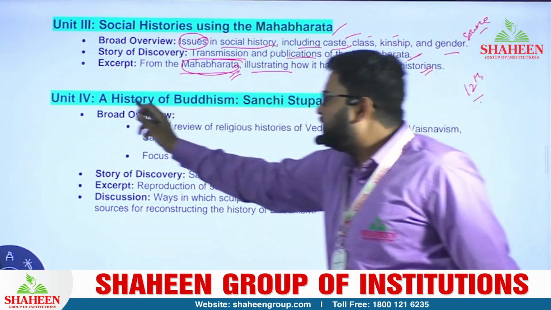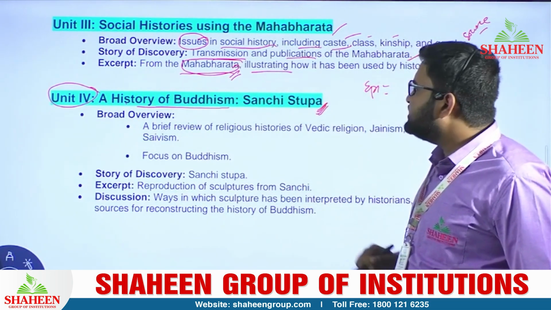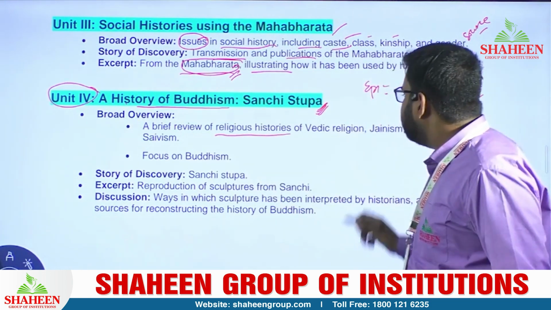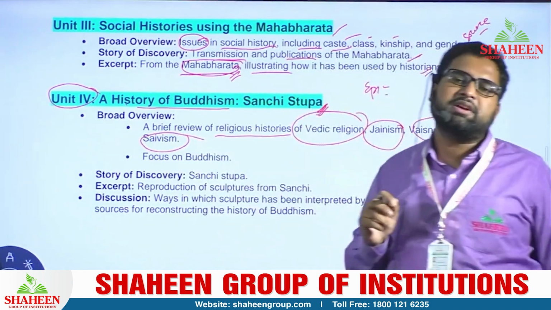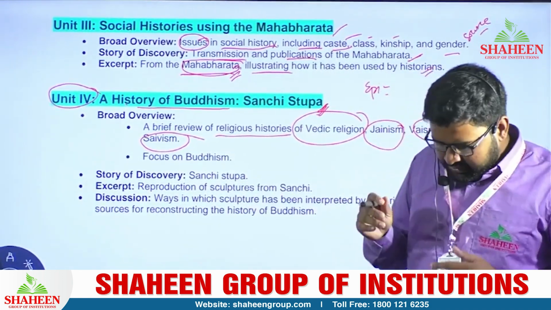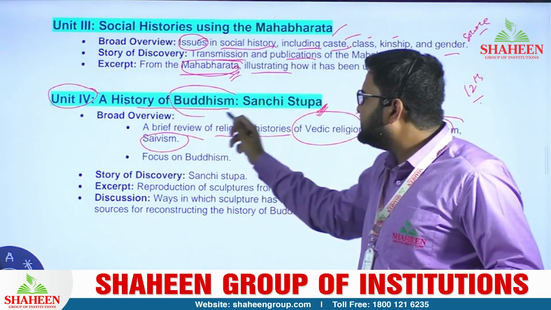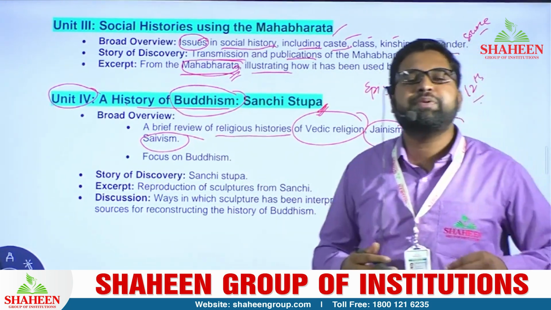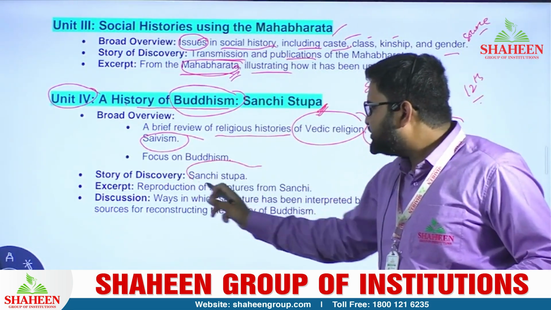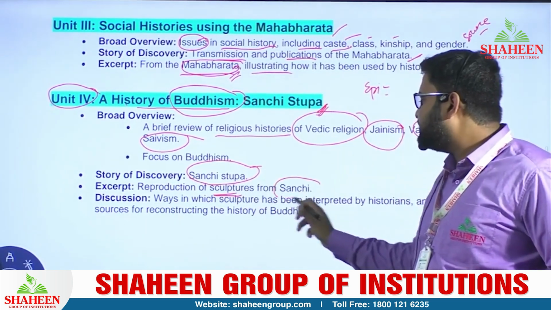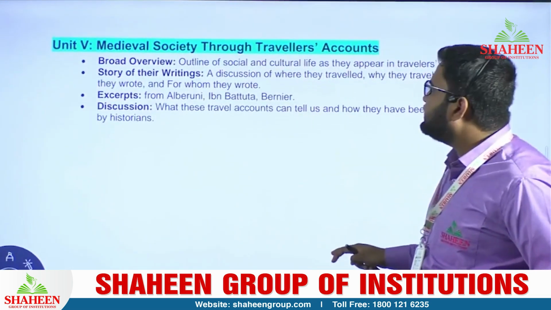After that, in unit 4, we will see the history of Buddhism, and we will go through the Sanchi Stupa, and the religious histories like Vedic religion, Jainism, Vaishnavism, Shaivism. All these things will be covered from the exam point of view. And in the CUET paper, Central University Entrance Test, you will see that Buddhism is greatly focused on. Questions are asked repeatedly from this theme. So we will cover in detail every aspect of the Buddhist Sanchi Stupa, and also we will see the sculptures from Sanchi.